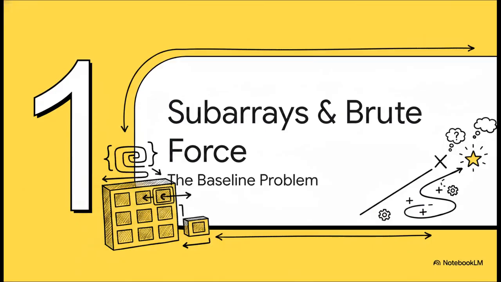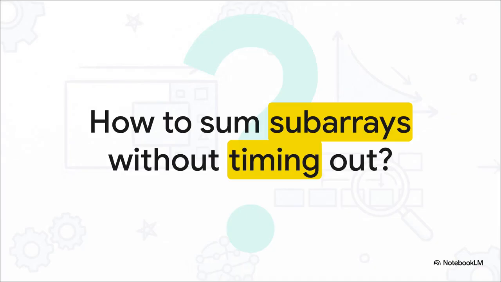All right, section 1, subarrays and brute force, which is really our baseline problem. To kick off our optimization journey, I want you to imagine something. Imagine you're sitting in a high-stakes technical interview. The pressure is on. You're given an input array of size n equals 100,000. Now, how on earth do you find all the subarray sums without your code just completely timing out? It's a super classic scenario, right? And it's one that instantly separates the beginners from the seasoned developers.